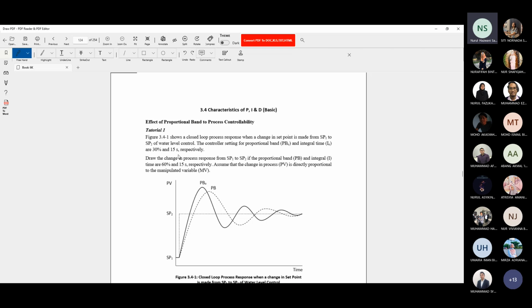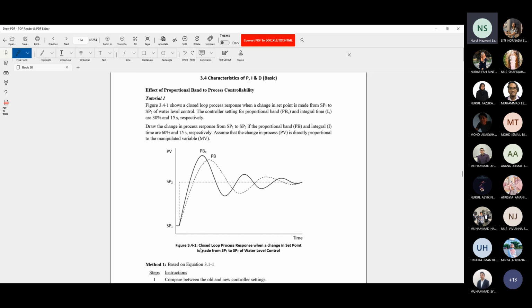Okay. So the figure 3.41 shows the closed loop response for the water level control. We do a set point change from SP1 to SP2. So originally the controller setting for PB is 30%. I naught is 15 seconds.